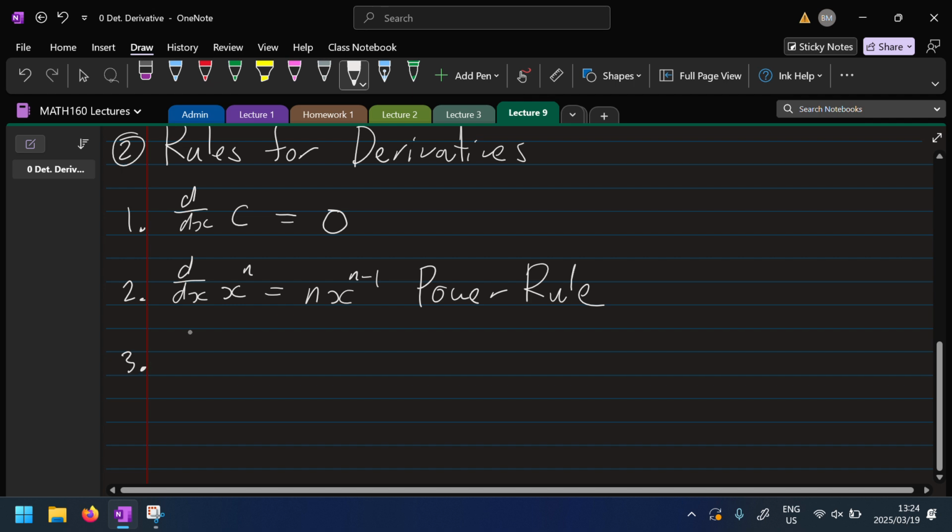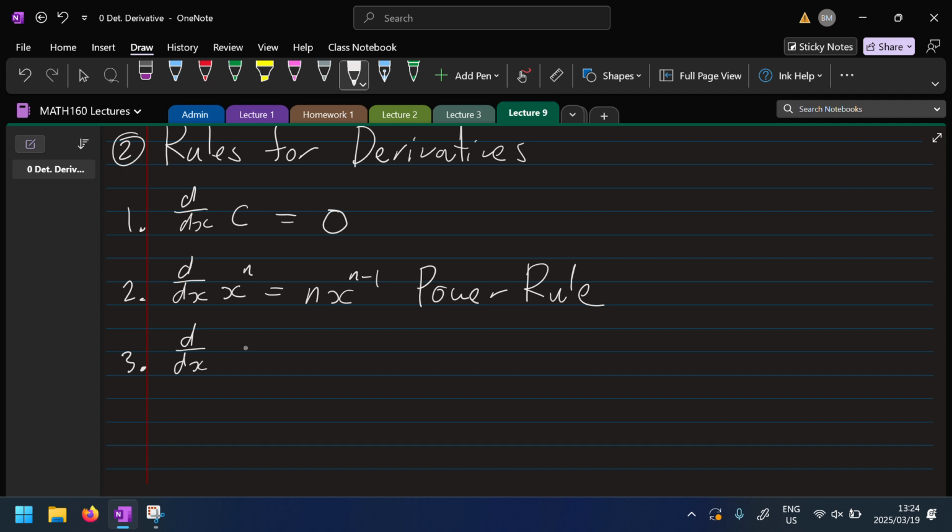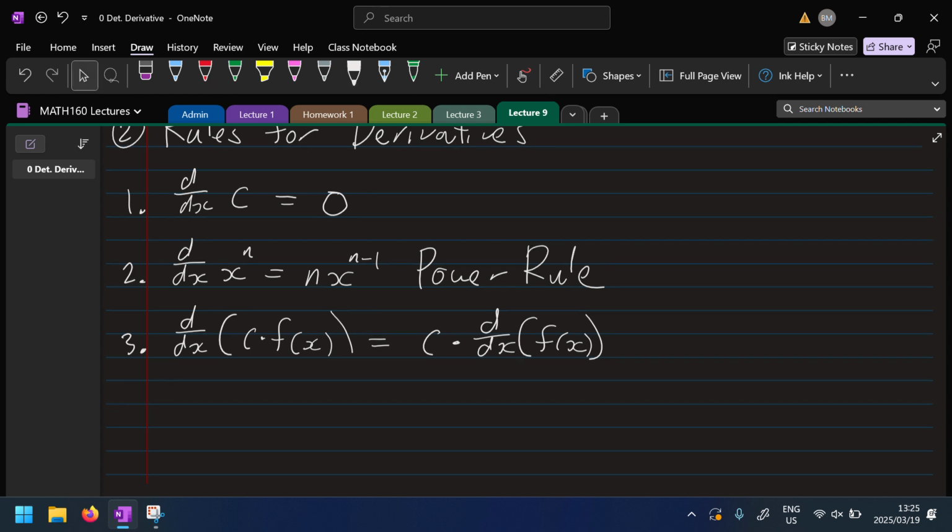Number 3, we have the derivative of some constant times a function f. So if we have a constant times the function, this constant we can take out of the derivative. So this will be c times the derivative of just the function. Okay, so constants we can take out of the derivative, they do not affect it.